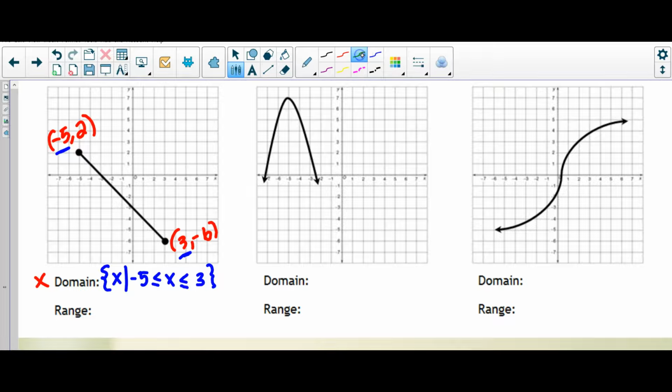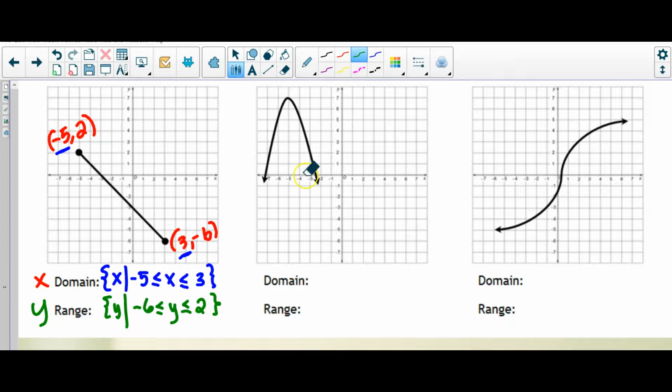If it was an open circle, it would just be less than. I'm going to use the same concept when finding range. So range is my y values. Again, because I've labeled, I can see that my highest point is at 2 and my lowest point is at -6. So that means that my y values are going to range from -6 to +2. And again, I always want to put my smaller number on the left and my bigger number on the right.